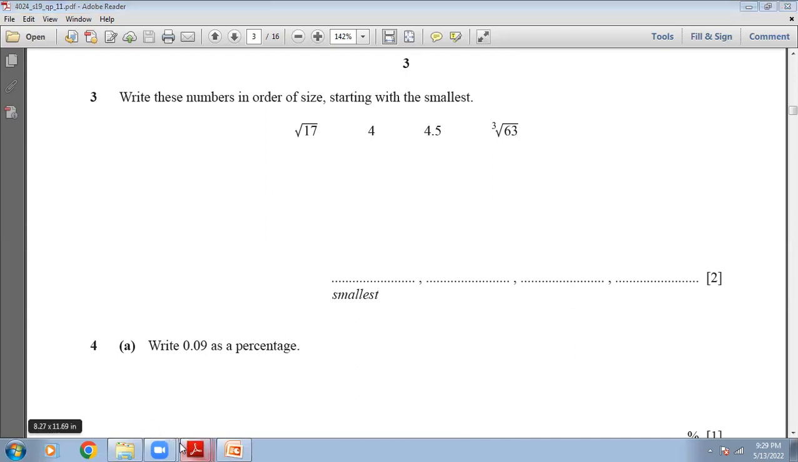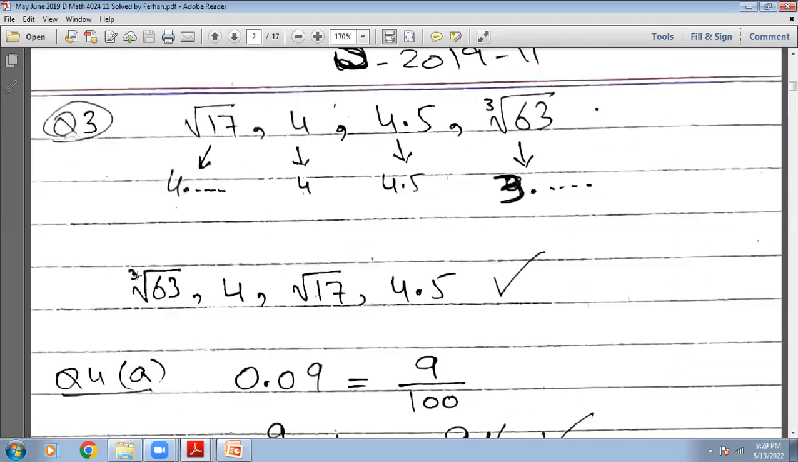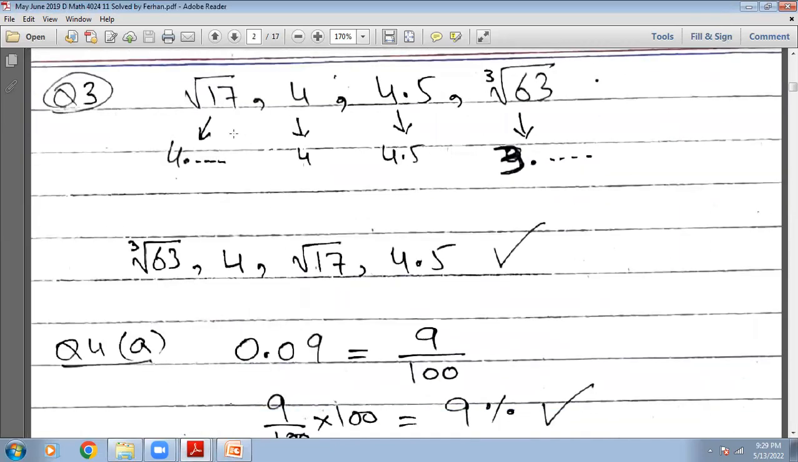So let me show you how I have decided this. It's a guesswork. Okay. So root 17 is 4 point something. This is exactly 4. This is 4.5. This will be 3 point something. So the smallest of them will be this one. And then you will have this one, then this, and then this.